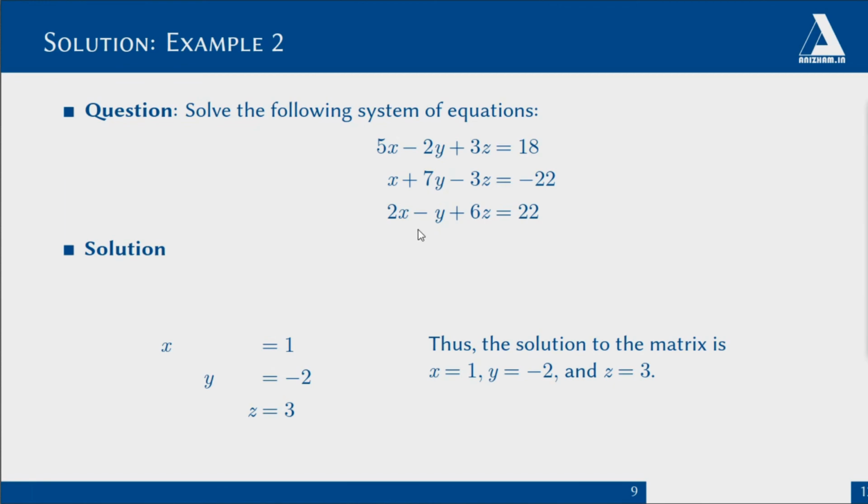Let's check. Arbitrarily for only one equation, I am taking this third equation and substituting the values of x, y, and z in it. Here it is 2 times x, which is 1, minus 2, plus 6 times 3. This is equal to 2 plus 2 is 4, 4 plus 18, it is 22. So that means this equation satisfies.